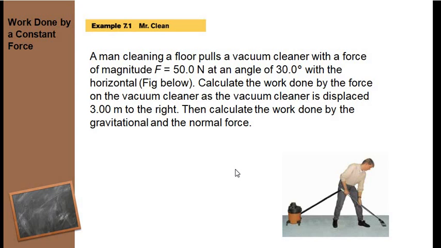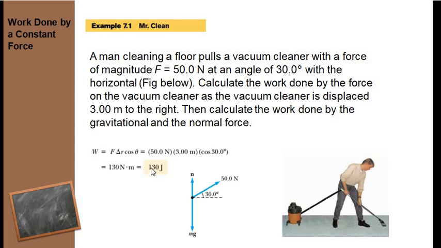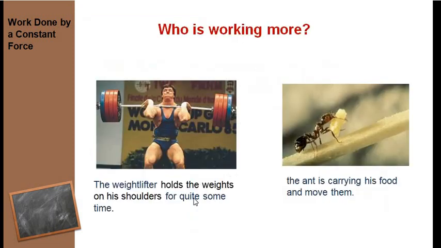Okay, so after direct substitution of the magnitude of the force, the magnitude of the displacement, and the angle between the force and displacement, we can find that W is equal to 130 joule. Now for the normal and gravitational force, it's obvious that both of them are perpendicular to the displacement, and the angle between each one of them and the displacement is equal to 90 degrees. As we've seen, cosine 90 degrees equals 0, and the work done in this case is equal to 0.